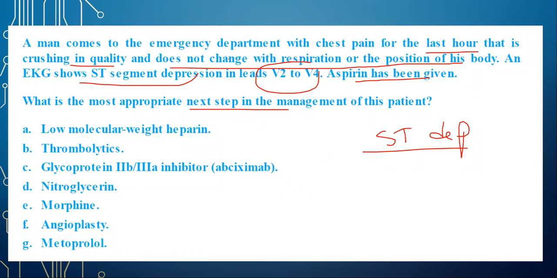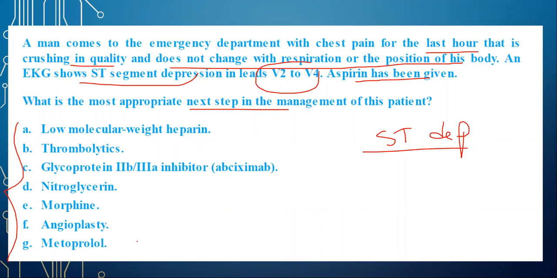Now, if this patient would come to me after 4 hours, I would rather do a troponin first because I want to confirm my diagnosis that this is a case of non-ST elevated MI. First of all, that option is not available here, right? So if you think that this patient has ST depression in V2 to V4, and the pain just started for the last hour, doing a troponin or CKMB will not give you any finding at the moment.